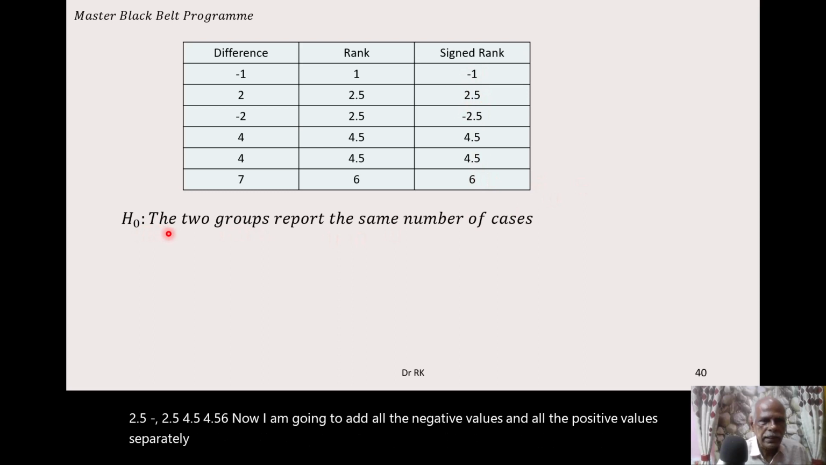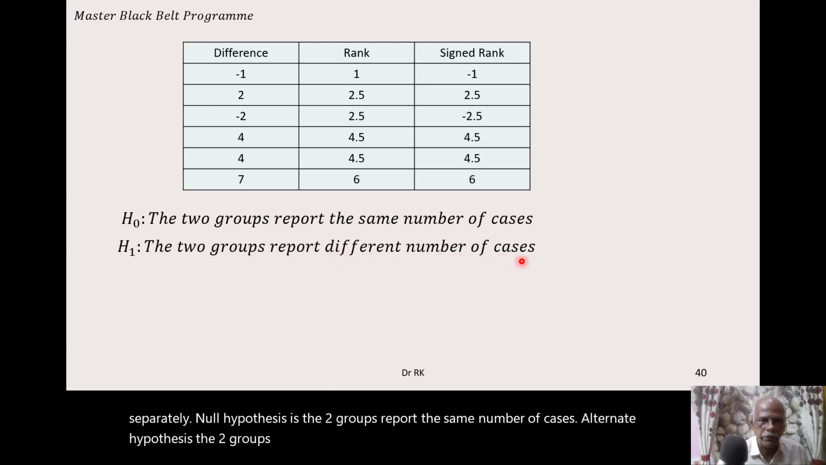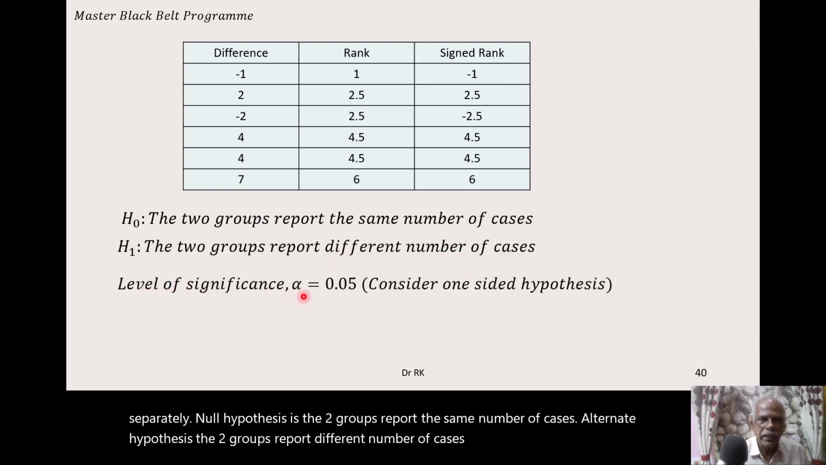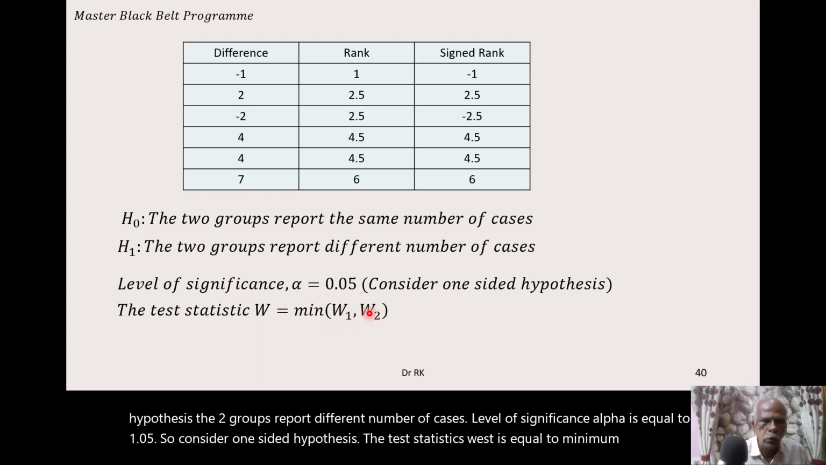Null hypothesis is the two groups report the same number of cases. Alternate hypothesis, the two groups report different number of cases. Level of significance, alpha is equal to 0.05. So consider one-sided hypothesis. The test statistic W is equal to the minimum of W1 and W2.